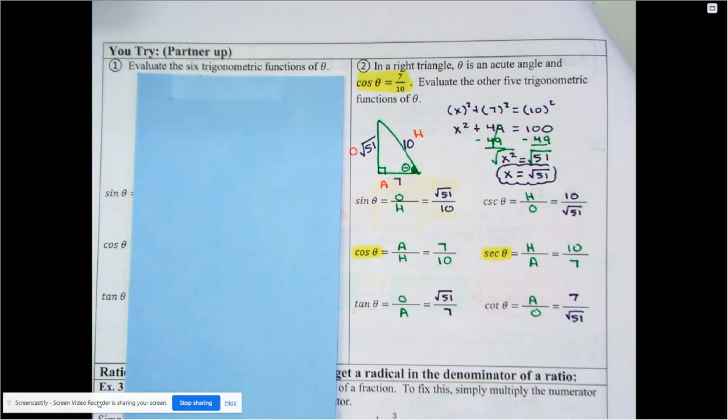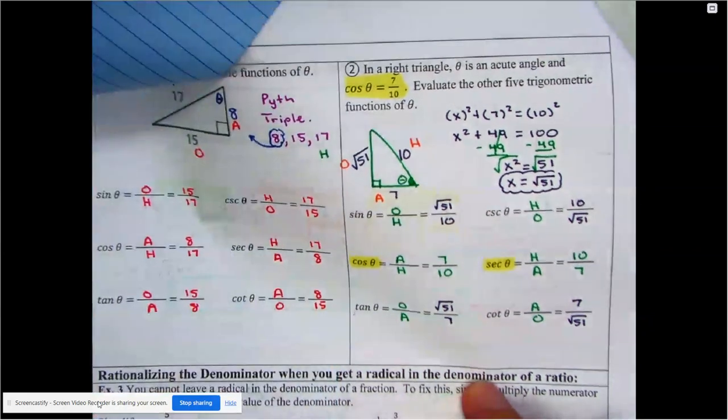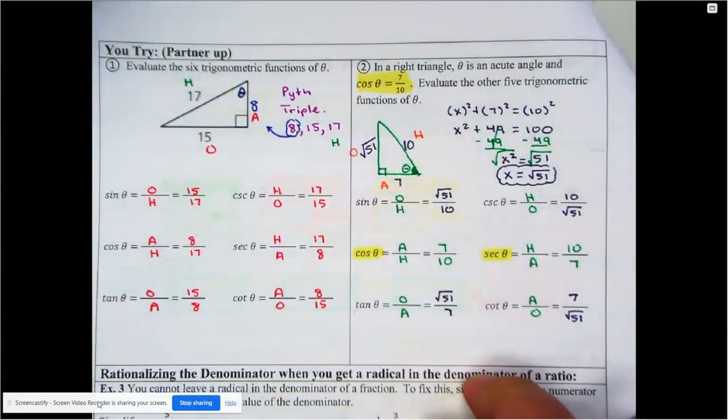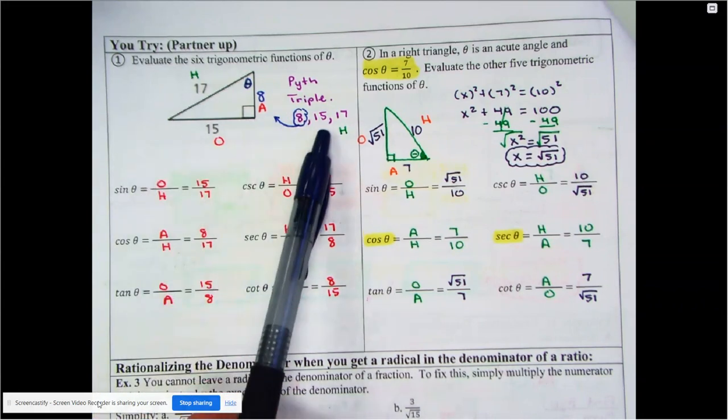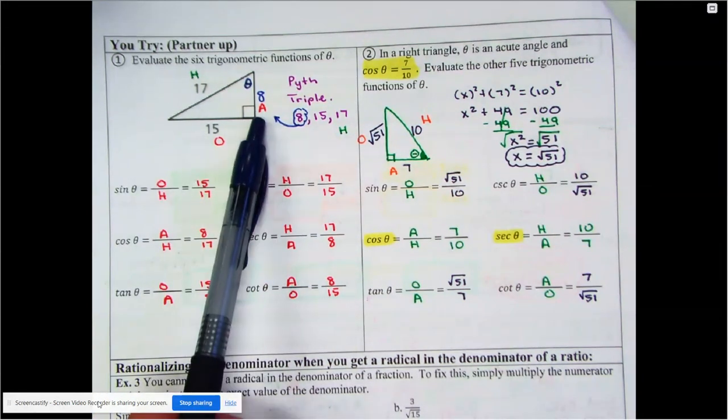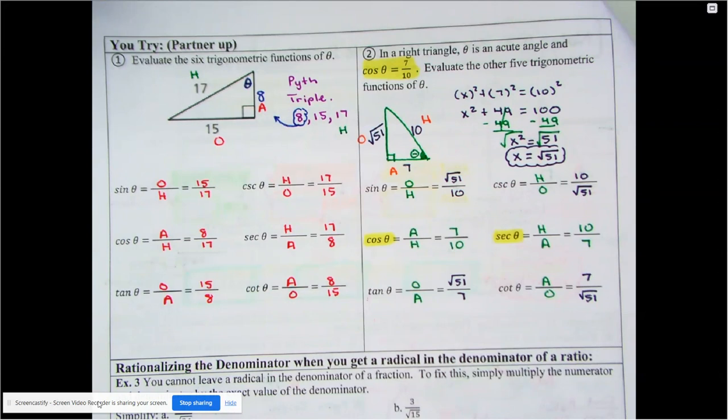Now, if you've given it a try, let's double check your answers. So there we go. The You Try says evaluate the 6 trig functions. This was a Pythagorean triple. If you would have noticed, you get to that number 8 right away. And now you can just quickly double check your answers and make sure everything is okay there. Because that's going to bring us to the next topic of the day.